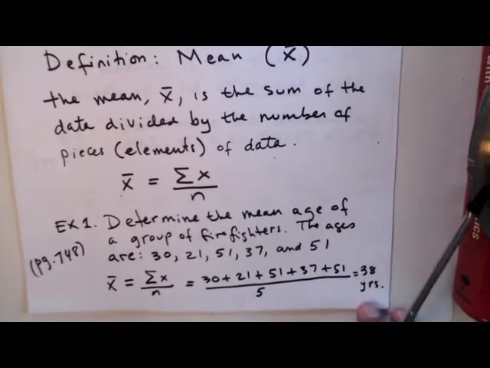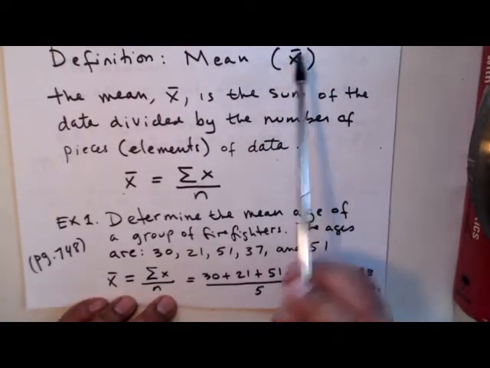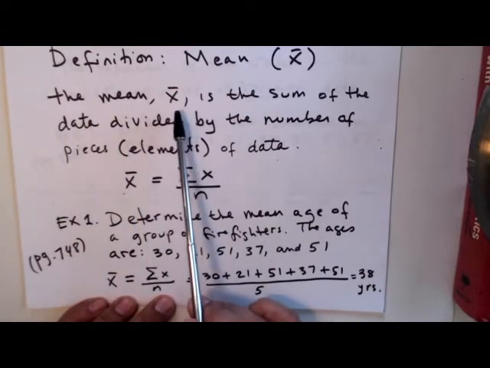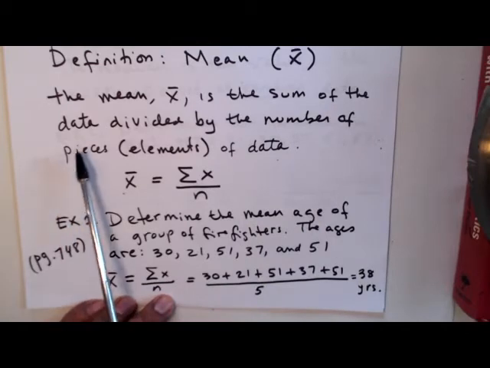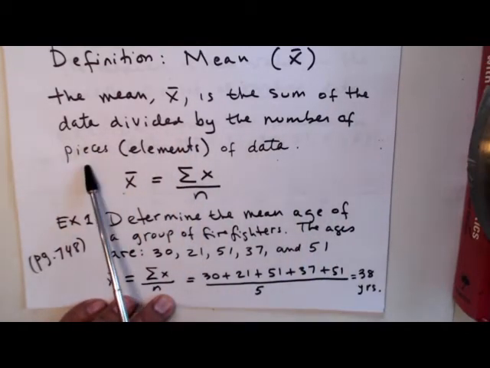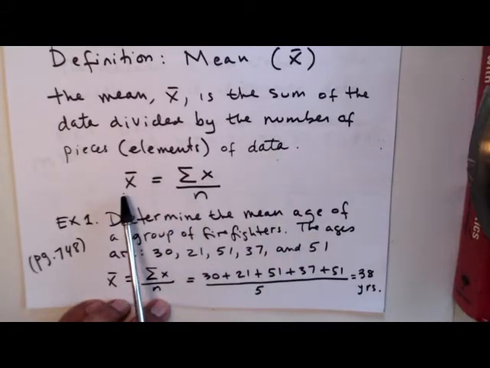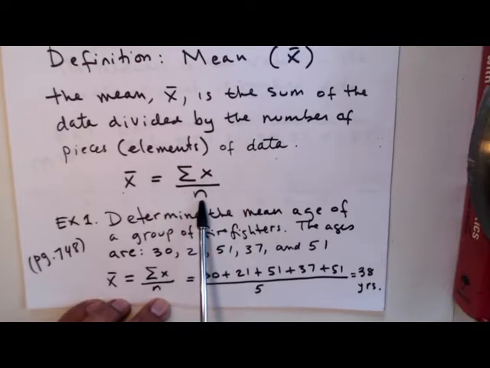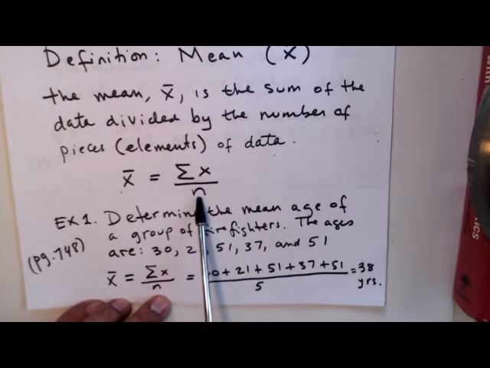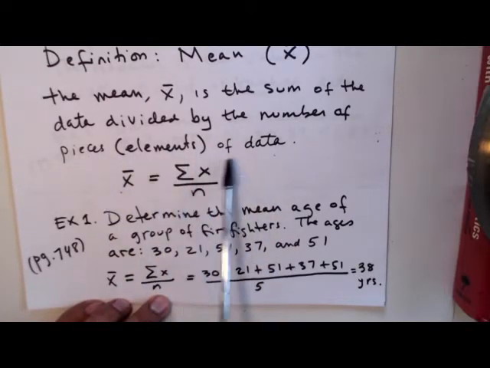Definition for the mean, the x with the bar on top. The mean, x with the bar on top, is the sum of the data divided by the number of pieces or elements of the data. So the mean is equal to the summation of x over the number of elements, right? The zero is an element, so that zero has to be included as part of the number of pieces.